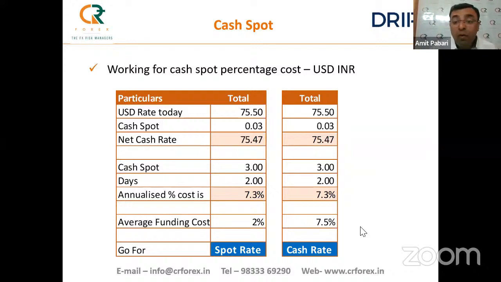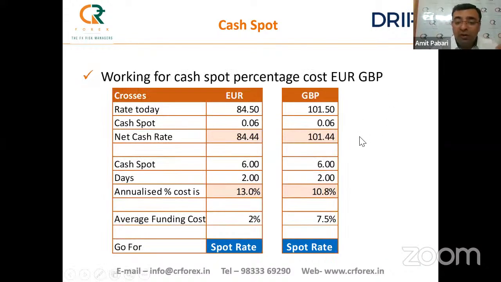Now, this is dollar rupee. If you are an exporter where you receive money in euro and pound, there the costs are much higher. Cash pot is minimum 5 to 6 paisa. In that case, the annualized interest cost is close to 13% and 10.5%. So there, you should definitely take the spot trade.